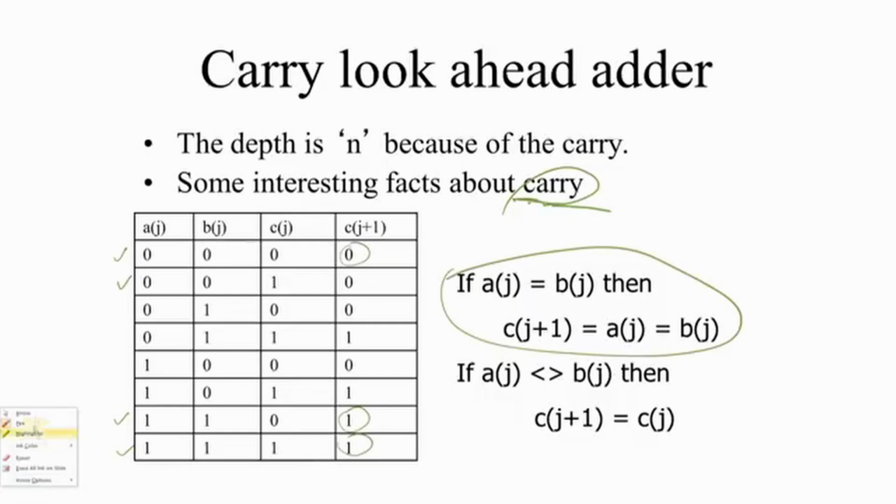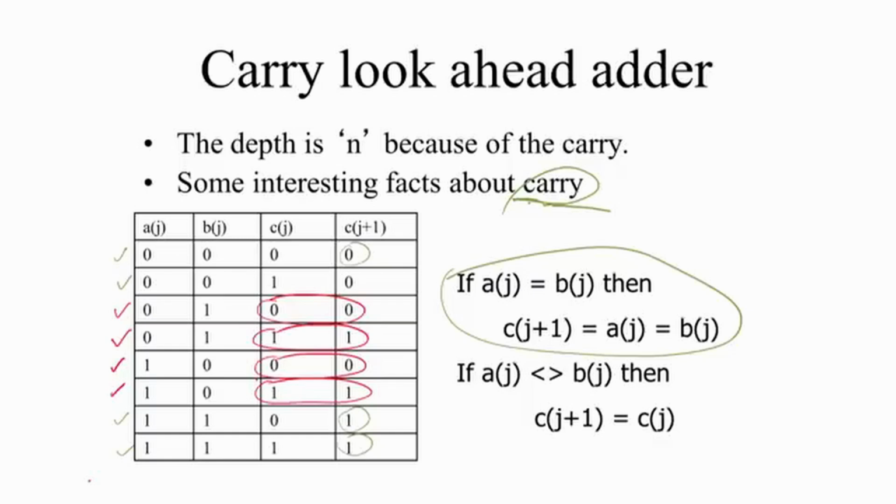Now let us take some other, okay. Now when Aj is not equal to Bj, then Cj plus 1 is equal to Cj. These are the 4 cases where Aj is not equal to Bj. Note that Cj plus 1 is equal to Cj. When Aj is equal to Bj, your Cj plus 1 becomes independent of Cj. When Aj is not equal to Bj, your Cj plus 1 is equal to Cj.